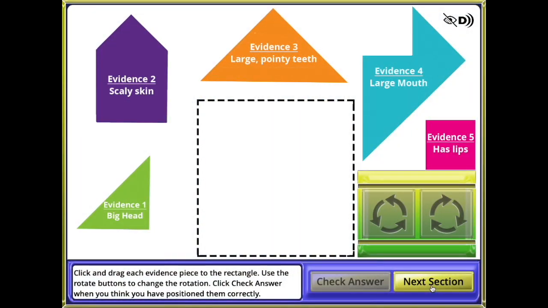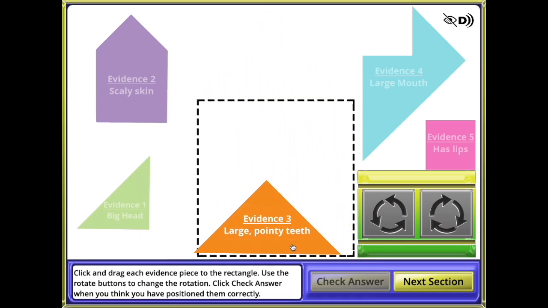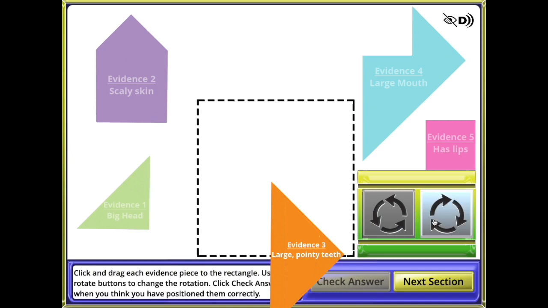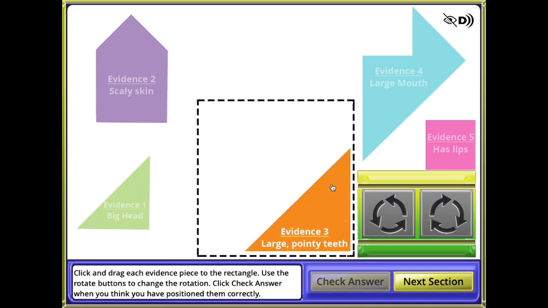In this section, one new puzzle piece is added. Using a similar process as before, assemble the 5 puzzle pieces in the dashed area on the screen. Again, once all 5 pieces are properly aligned within the dashed area, select the Check Answer button on the bottom of the screen.